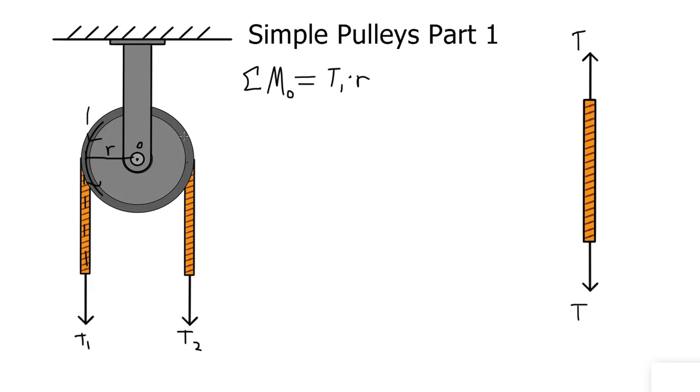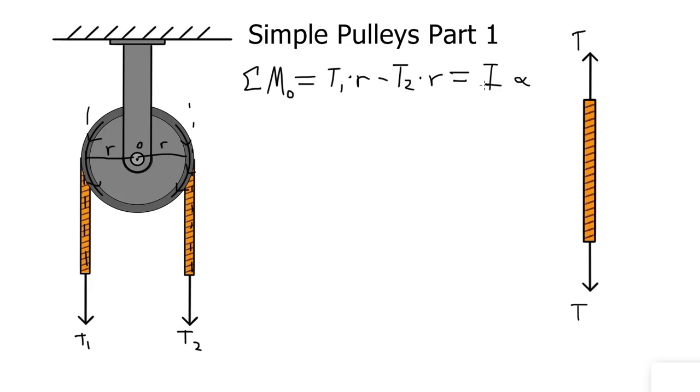Now let's do the T2. T2 is going to want to spin like this, if we extend our line of action, of course, and this is also R. If you curl your hands in this direction, it's going to be into the page, so it's going to be negative. So I'm going to get negative T2 times R, and we're going to set that equal to I times alpha.